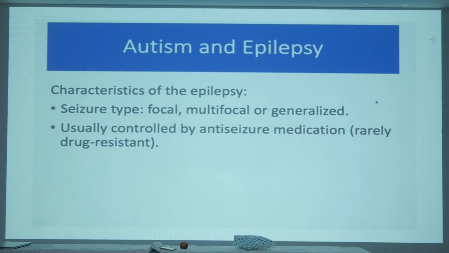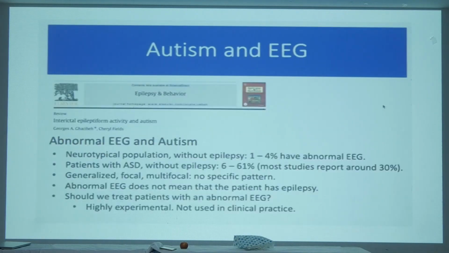Regarding the epilepsy pattern in this specific subgroup, there are no specific seizure types. They can be focal, multifocal, or generalized. The good thing about this group, that is pure autism, is that they are well controlled with anti-seizure medications and rarely are they drug resistant. The main issue regarding this primary autism is abnormal EEG.